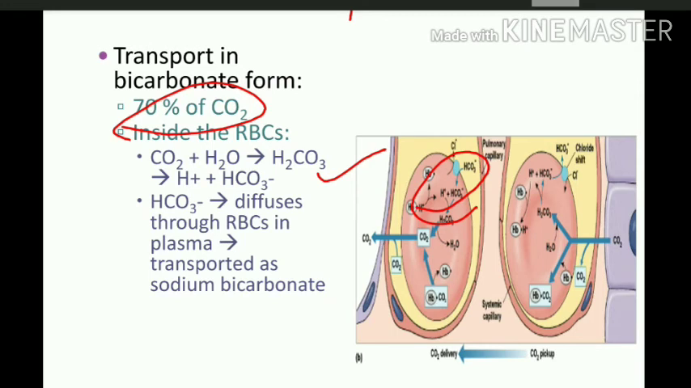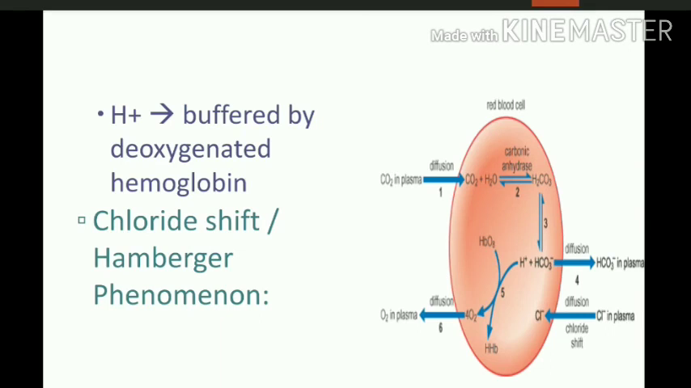Okay. Now, inside the RBC, as we have discussed, this reaction takes place. H2CO3 is converted into H+ and HCO3-. Now these H+ ions, as we have discussed, are buffered by the hemoglobin, and that prevents the reaction from occurring in the opposite direction. As a result of this reaction, hemoglobin is in the reduced form. But bicarbonate formation is rapid, as we have discussed, because of the presence of the carbonic anhydrase enzyme.